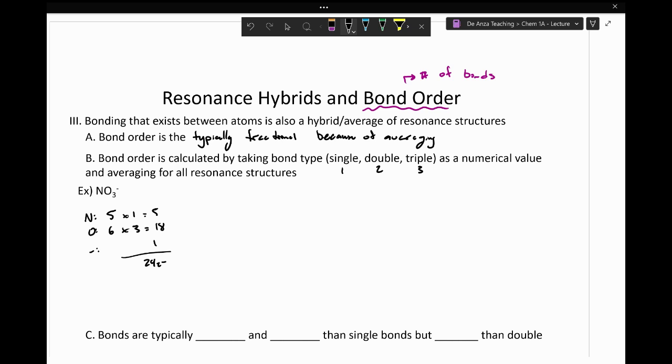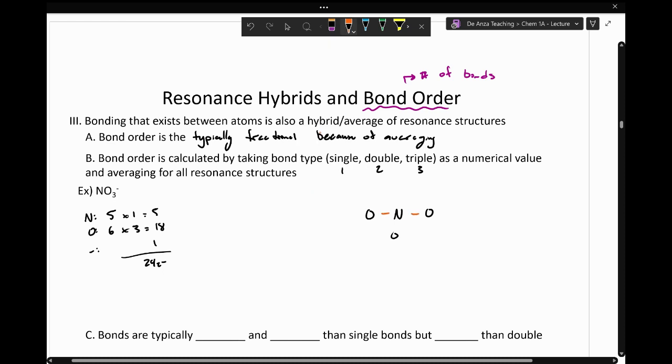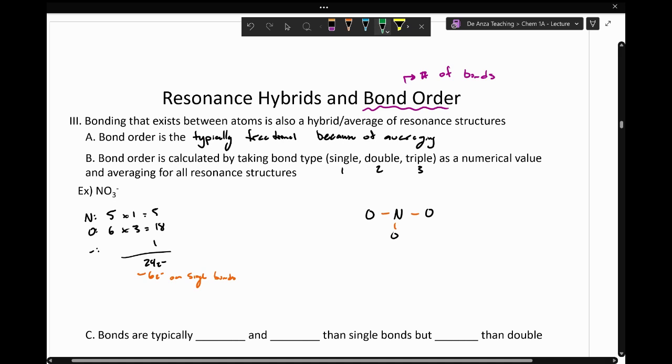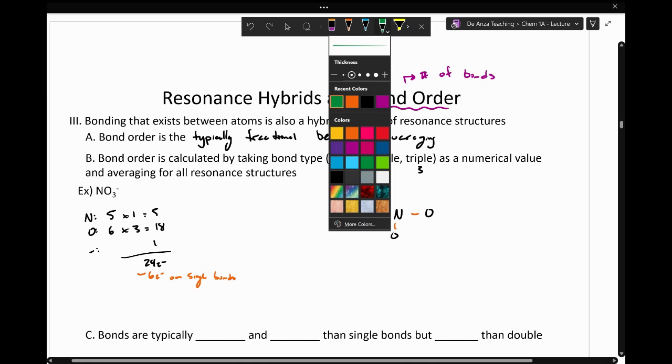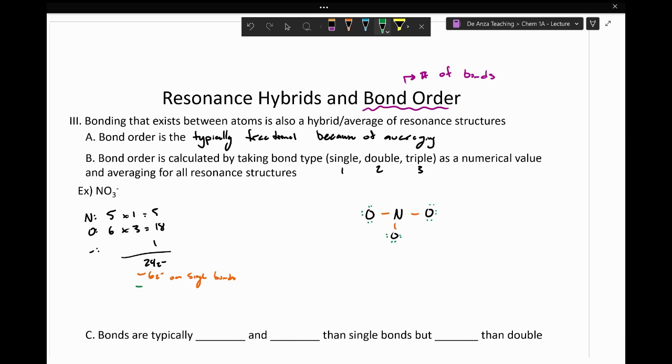We can draw up our structure here. So we have nitrogen flanked by 3 oxygens. We can form our single bonds, 1, 2, 3. That uses up 6 electrons on single bonds. Then we can put lone pairs around our electronegative atoms. We'll do that in green. And so we have at this point 18 left. 1, 2, 3, 4, 5, 6, 7, 8, 9, 10, 11, 12, 13, 14, 15, 16, 17, 18. So we use 18 electrons on oxygen lone pairs. And at this point, all of our oxygens have an octet, but our nitrogen does not.